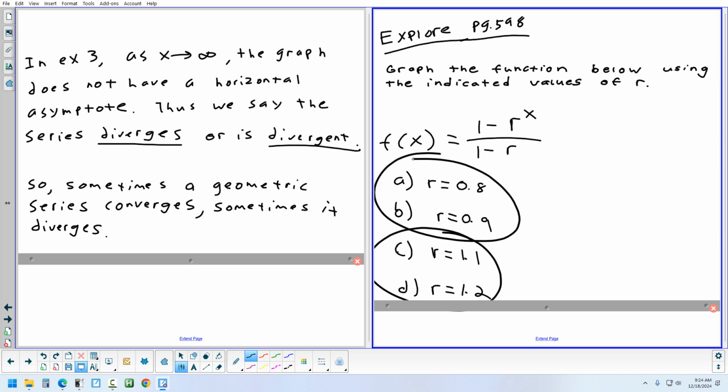Now, somebody asked, well, what if it's exactly 1? Well, think about what would happen there. If you plug in a 1 right there for R, what would you end up with in the bottom? 0. You'd end up with dividing by 0. Can you divide by 0? No. So the answer is R will never be a 1. It can be more than 1 or it can be less than 1, but it will not be exactly 1.